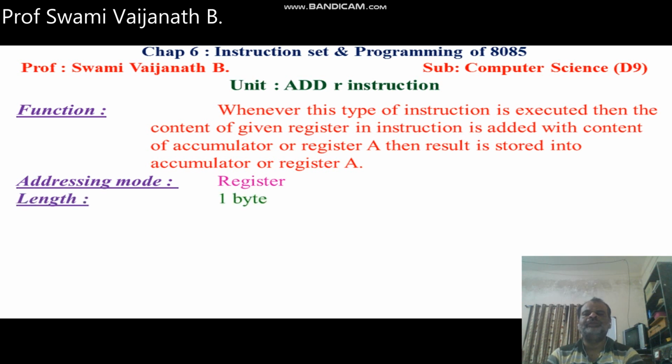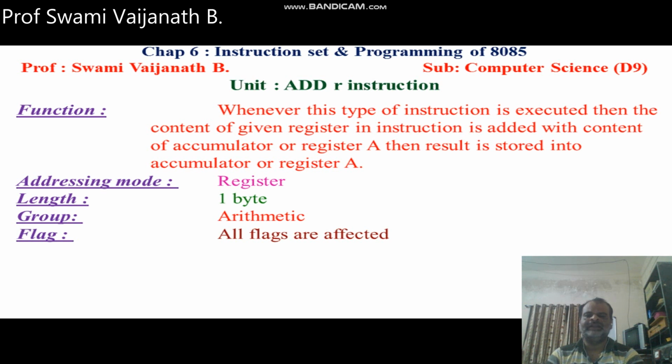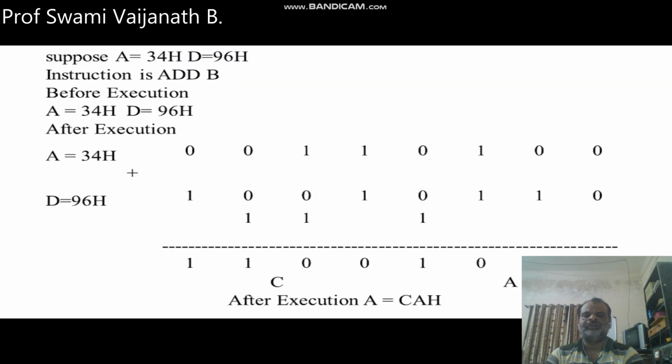Then the group of this instruction is arithmetical. Then for flags, all flags are affected. That means whenever this type of instruction executes, the flags are affected. Then an example, such as ADD B instruction. Suppose A is equal to 34H data and B is equal to 96H data, then the ADD B instruction is executed. Then after execution we have content in the A register, that is CA.